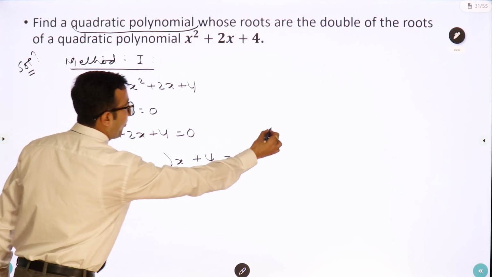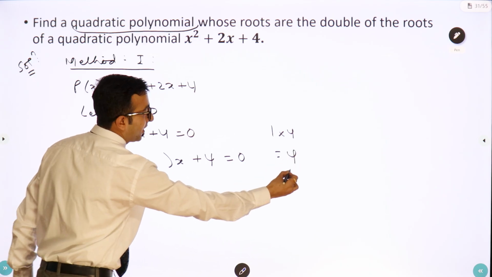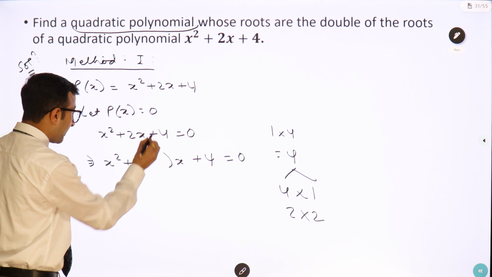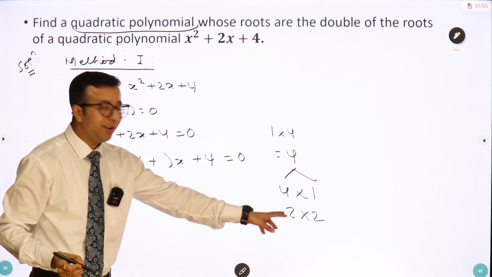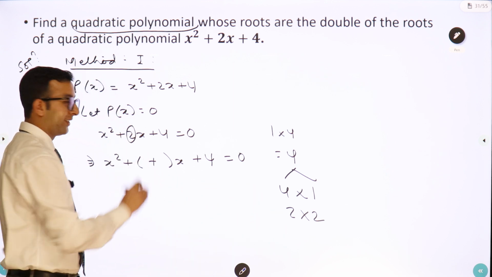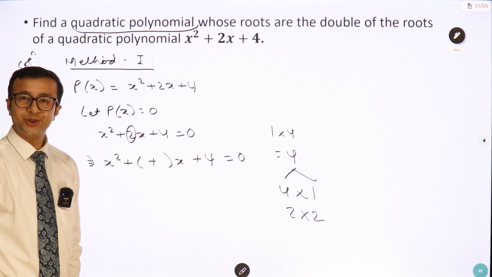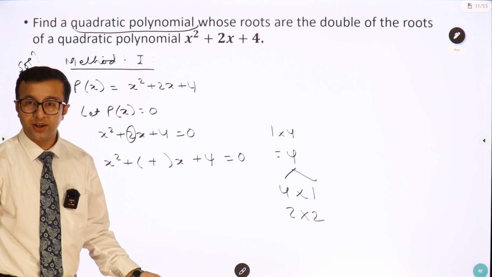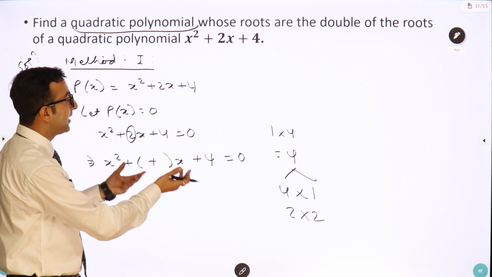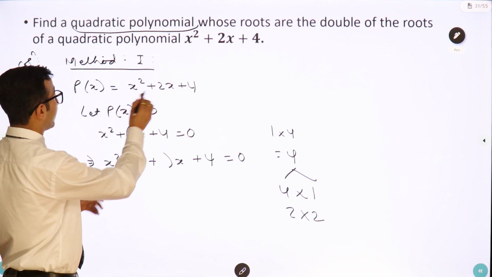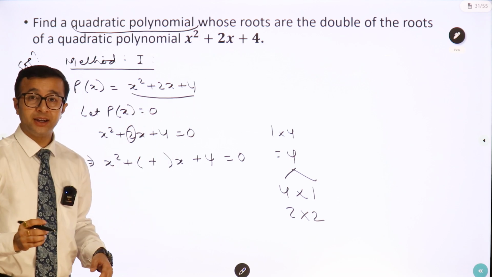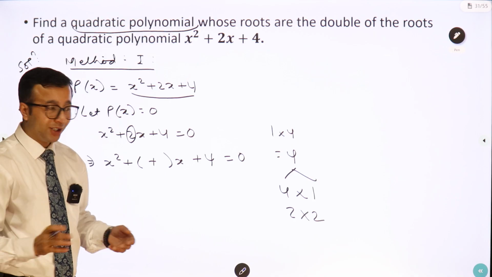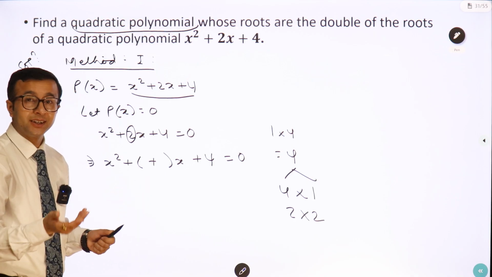Now look here, 1 into 4. The factors of 4 are 4 ones are 4, or 2 twos are 4. Here it is plus into plus, plus. Do we have any pair whose sum is 2? No. So we cannot use this, we cannot obtain the roots here. Once we don't have any method to find the roots of this quadratic polynomial, this method number 1 is invalid.